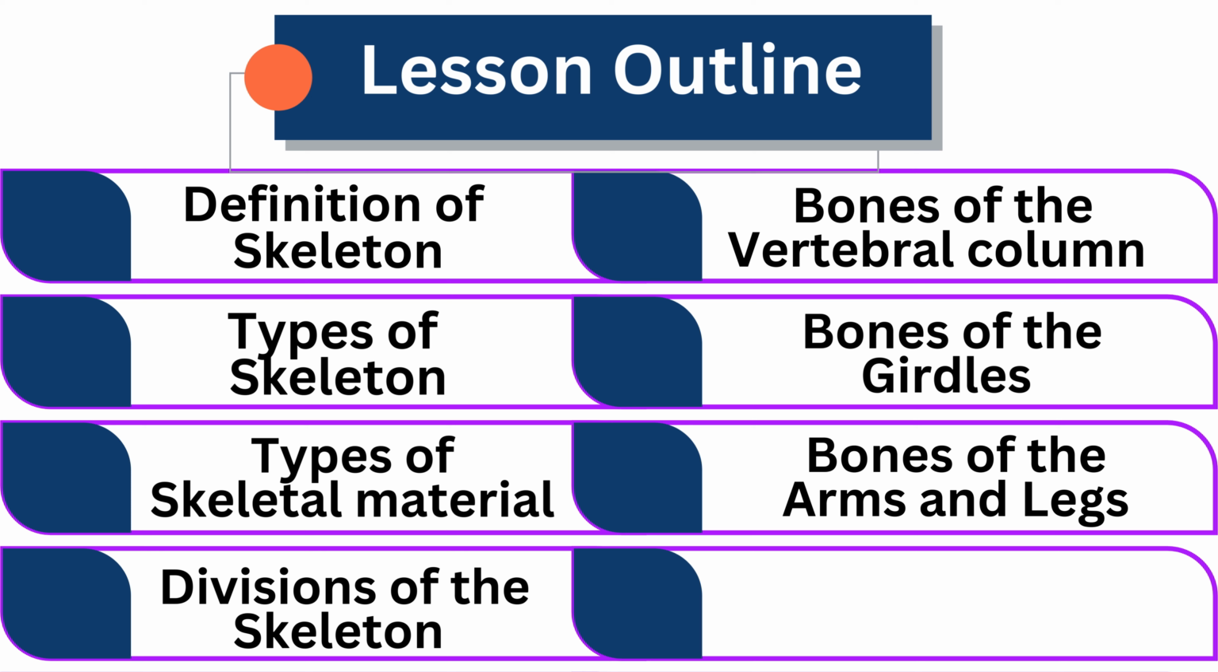First, let's look at the lesson outline of this lesson. At the end of this lesson, learners should be able to define skeleton, identify the types of skeleton, identify the main bones in the human skeleton, list and identify the parts of human skeleton, that is, the parts of axial and appendicular skeleton. So, let's come along as we explore this system of support.